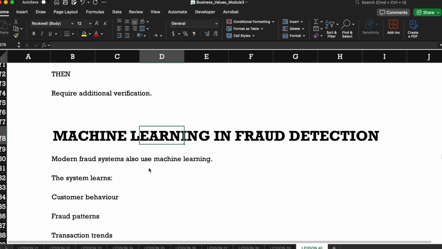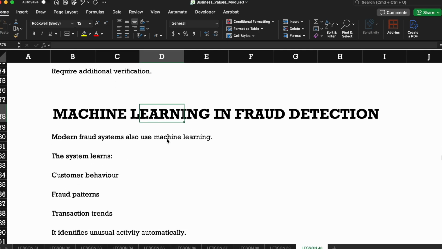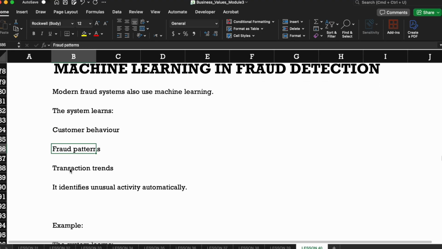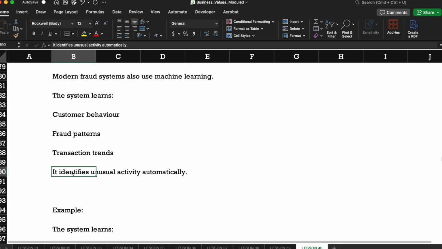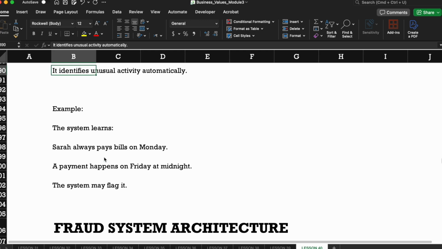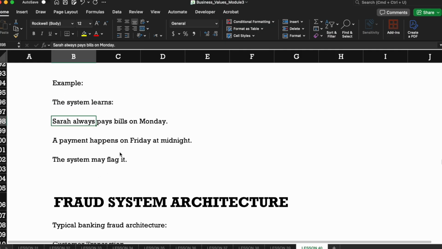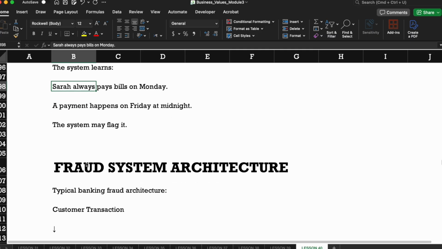Machine learning in fraud detection. Modern fraud systems also use machine learning. The system learns customer behavior, fraud patterns, and transaction trends. It identifies unusual activity automatically. Example: the system learns Sarah always pays bills on Monday. A payment happens on Friday at midnight. The system may flag it.